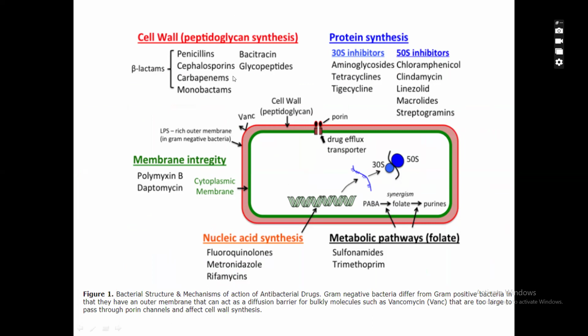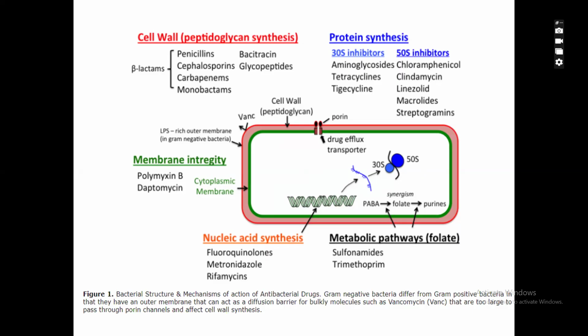The cell wall is mainly the point of action of the beta-lactams. So which are the beta-lactams? The penicillins, cephalosporins, carbapenems, and monobactams, along with bacitracin and the glycopeptides. Examples of glycopeptides are vancomycin and teicoplanin, which act on the cell wall. Fosfomycin also acts on the cell wall, which is not in this list. So you have to remember fosfomycin is an important antibiotic in our ICU, we are using it on a regular basis.